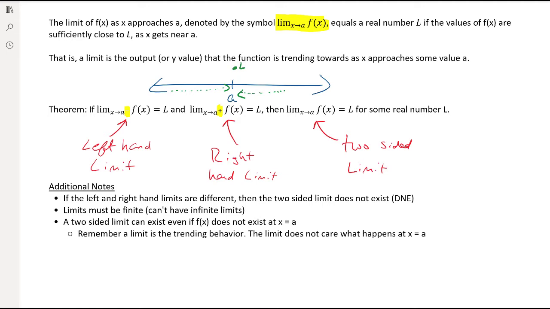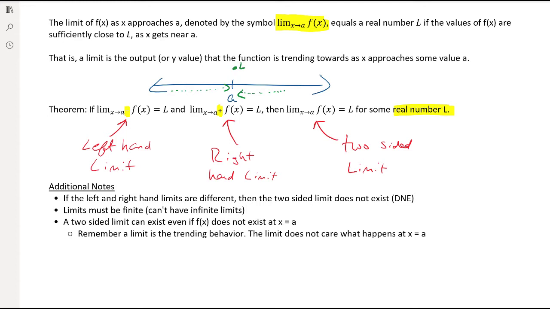Okay? So putting that all together, what we're saying is if we approach a from the left and we get L, if we approach a from the right and we get L, then certainly if we approach a from both sides simultaneously, then we're also going to get that same number L. Okay? And the key here is that L has to be a real number. L cannot be infinity for it to be a limit.